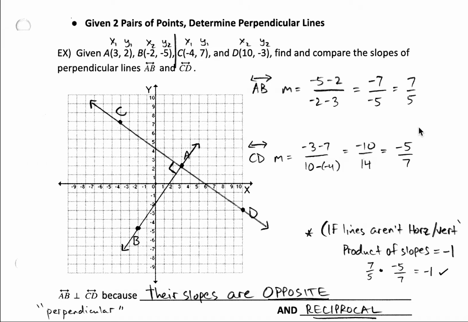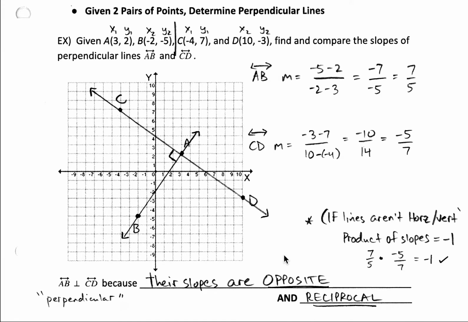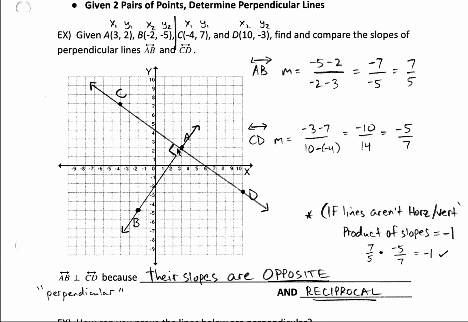The other half, if you notice, is that they are both fractions that are flipped from one another. So this is 7 over 5, and this is 5 over 7. In math, we call those reciprocals, fractions that are flipped. So these two slopes are both opposite and reciprocals of each other. So when we have lines that are perpendicular, their slopes will look like opposites and reciprocals.